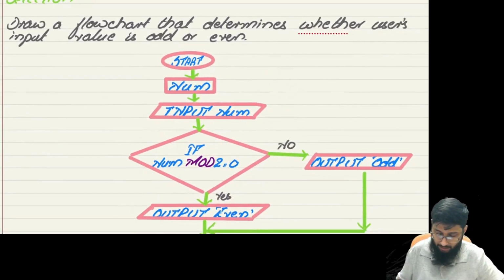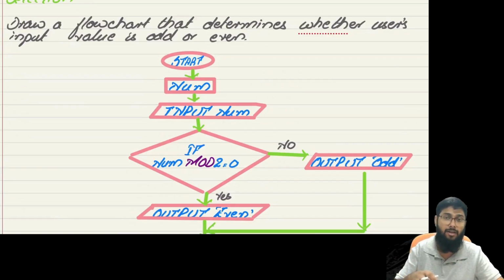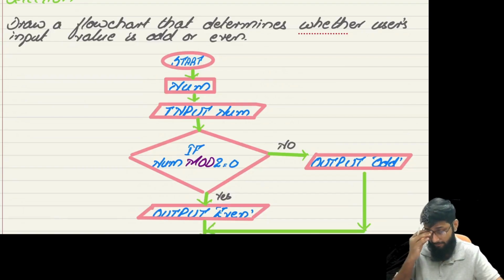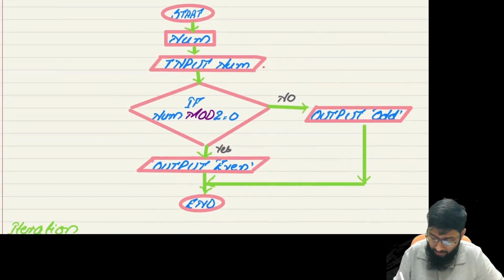Just after the start, I'm going to declare the variables. Now I do not need to declare anything else. I do not need to declare num2, sum, count, or total, nothing. I just need to declare one variable, because it's a single value that will be input by the user. So I declared num. Once I declare num, I ask the user to input the value for num. So I just said input num.